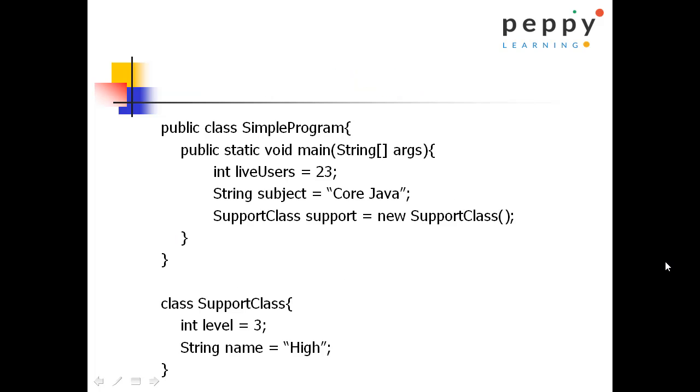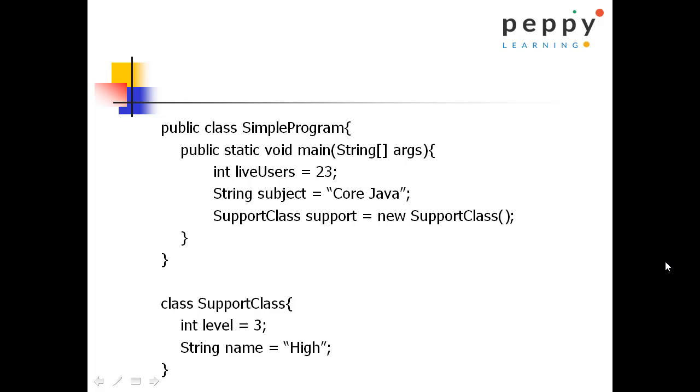This is a sample Java program, and let us see how memory will be allocated for this program. First, let us understand the program. I have created a class called public class SimpleProgram. In the same file, I have created another class called SupportClass. Guys, this is for sample. You are not supposed to create multiple classes in one file. For example, for you to understand, I have created it like this.